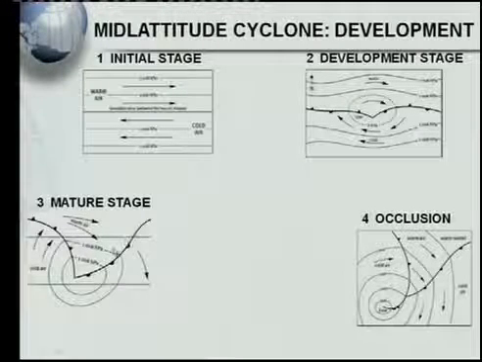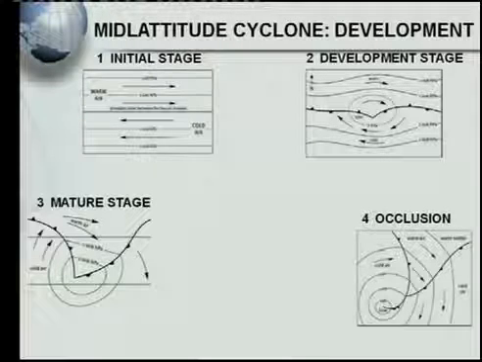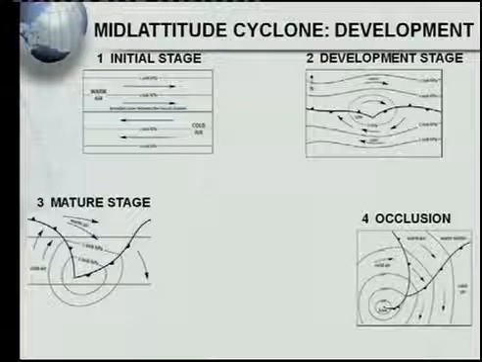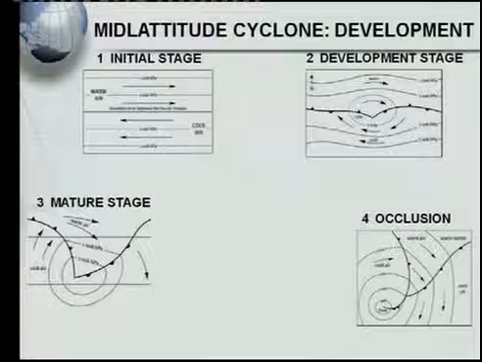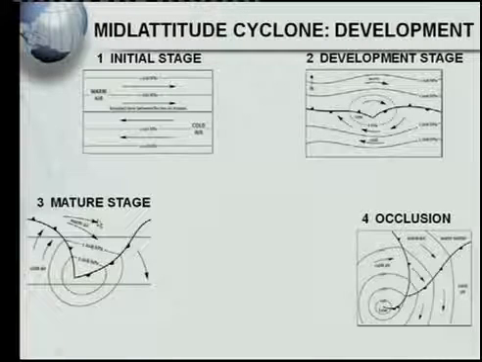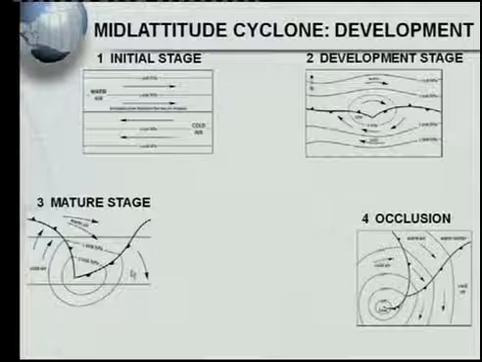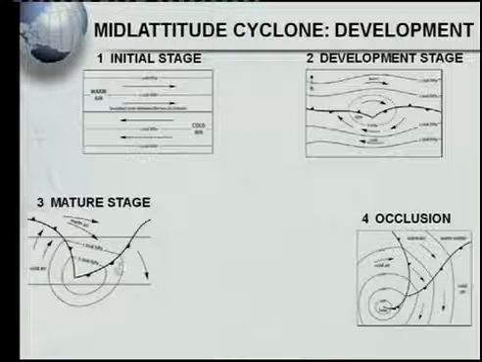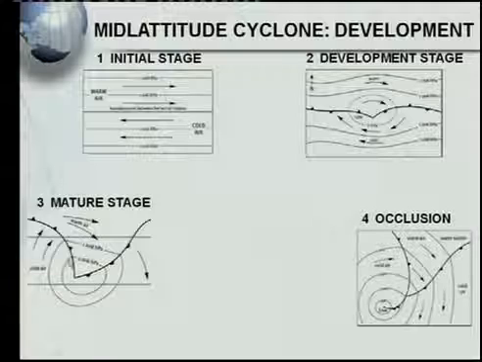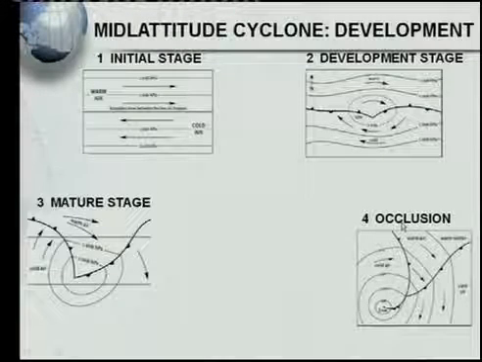A few hours later, you will have the mature stage of the mid-latitude cyclone. And now for the first time, you really can identify your cold front and your warm front. Here we've got our warm air on this side, here we've got the cold air at the bottom. In other words, we will have the warm front on that side, and we will have the cold front on this side. The final stage that we've got would be the occlusion.